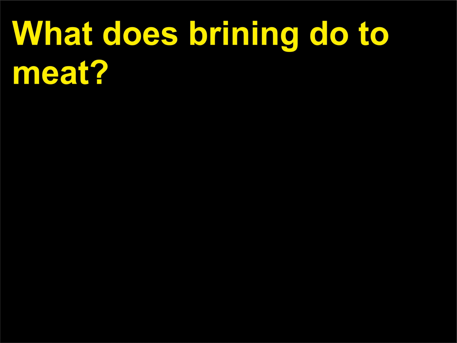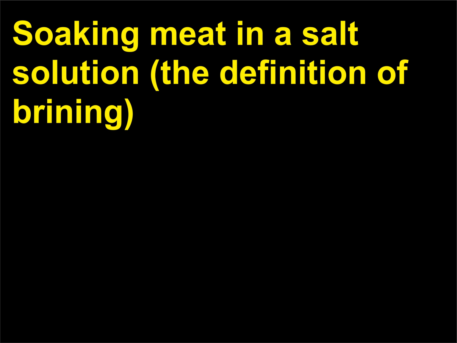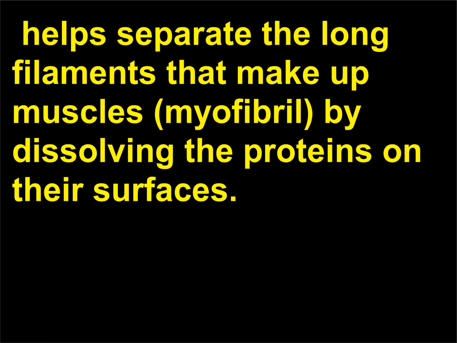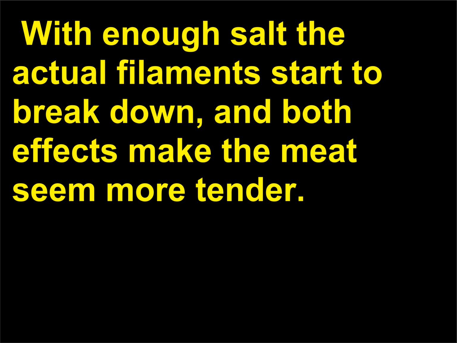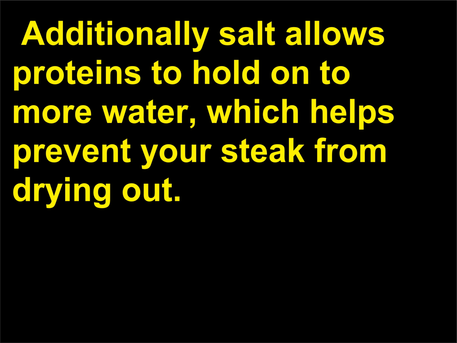What does brining do to meat? Soaking meat in a salt solution, the definition of brining, helps separate the long filaments that make up muscles, myofibril, by dissolving the proteins on their surfaces. With enough salt, the actual filaments start to break down, and both effects make the meat seem more tender. Additionally, salt allows proteins to hold onto more water, which helps prevent your steak from drying out.